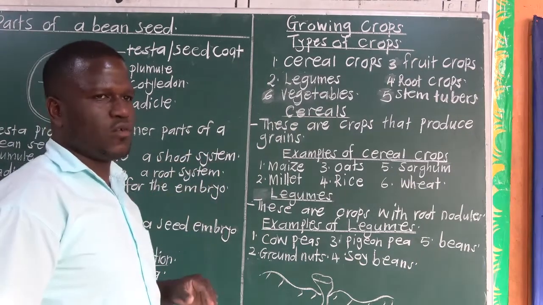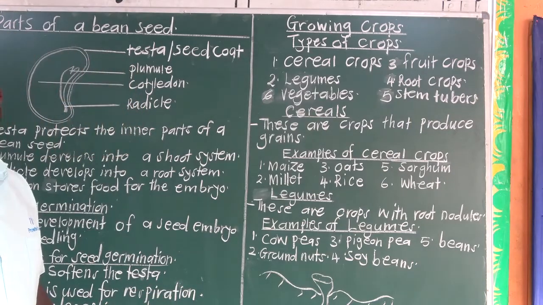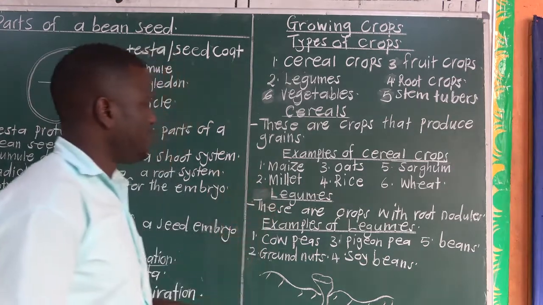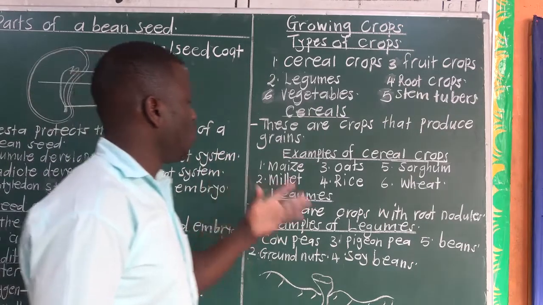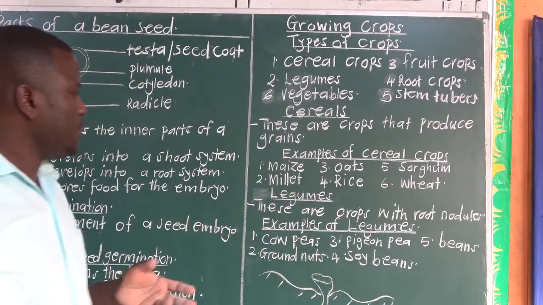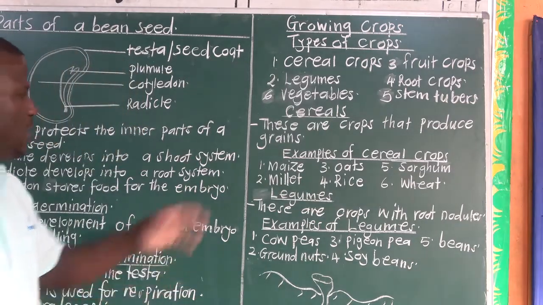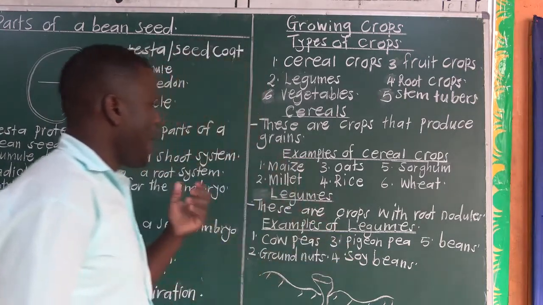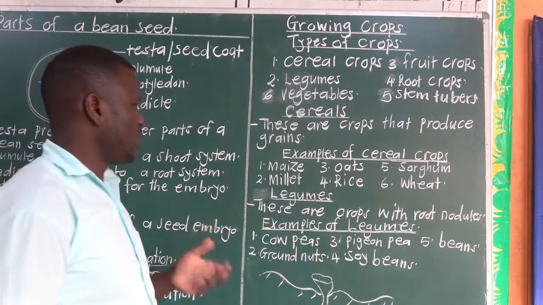What are cereal crops? Let's begin with cereal crops. These are crops that produce grains. Examples of cereal crops: we have maize, millet, oats, rice, sorghum, barley. All these are cereal crops.